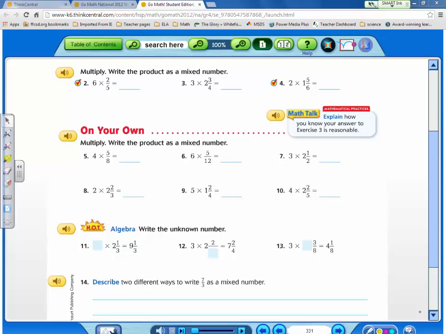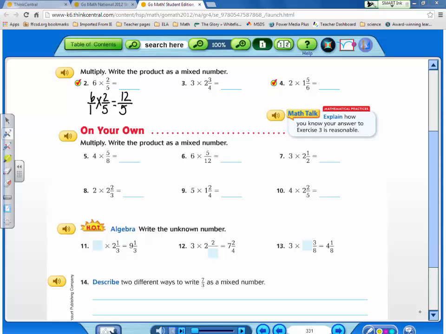Number 2. 6 really is 6 wholes. So in order to multiply fractions, you always need to keep in mind that you multiply fractions. So you need to make everything into a fraction. So 6 is really 6 over 1. Then we have times 2/5. Now we multiply our numerators. 6 times 2 is 12. 1 times 5 is 5.